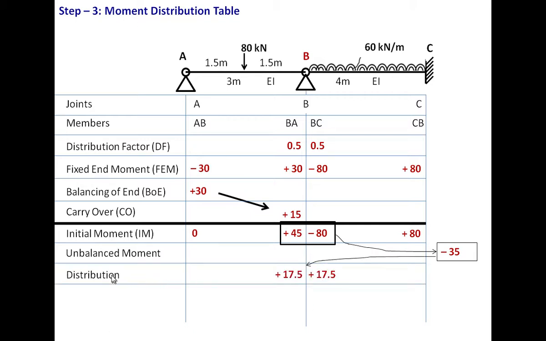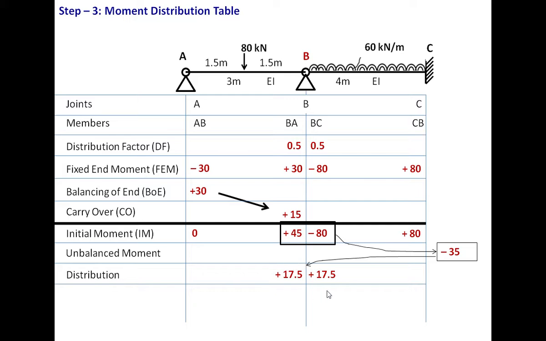So we know that any unbalanced moment will be balanced as per the distribution factor. Since our distribution factors are 0.5 and 0.5, this minus 35 is multiplied by these factors and has to be written here with the opposite signs. So plus 17.5 and plus 17.5. How did we get it? Minus 35 into 0.5 and 0.5, with the opposite sign. So plus 17.5 and plus 17.5 are the distribution.